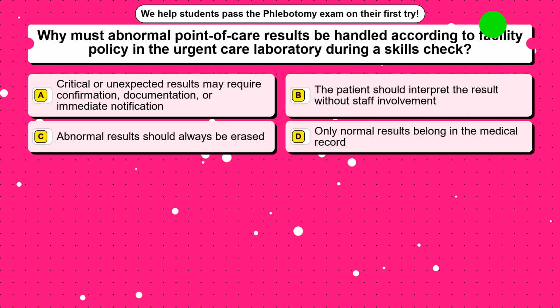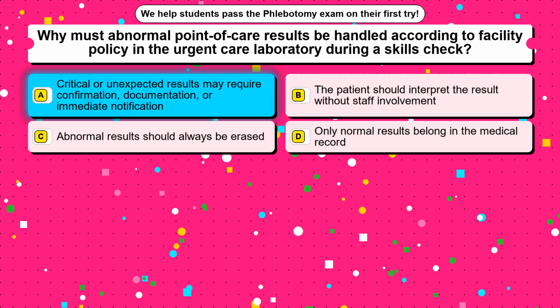Question 93. Why must abnormal point-of-care results be handled according to facility policy in the urgent care laboratory during a skills check? Option A. Critical or unexpected results may require confirmation, documentation, or immediate notification. Option B. The patient should interpret the result without staff involvement. Option C. Abnormal results should always be erased. Option D. Only normal results belong in the medical record. The correct answer is option A.